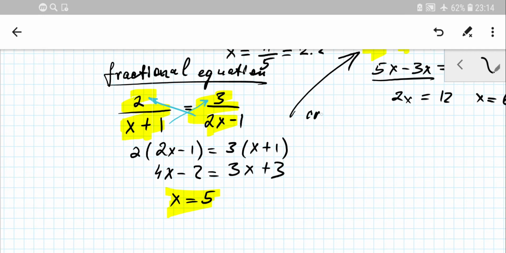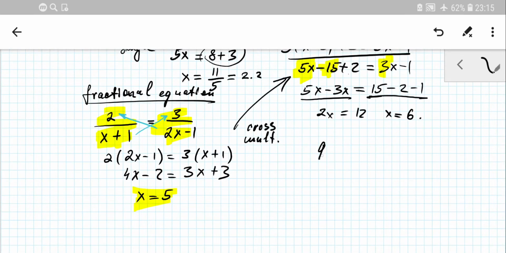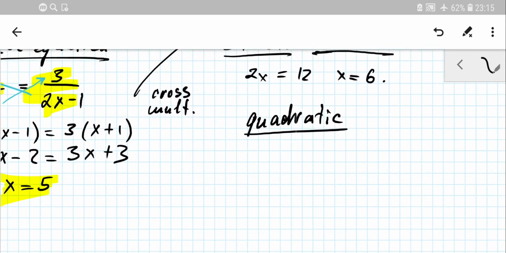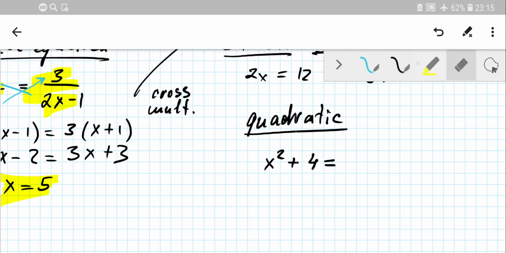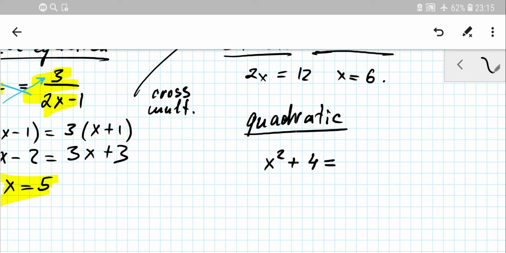So cross multiplying, right? Those are the tips, and that works pretty fast. And also you might have quadratic. So many students struggle with quadratic ones, but if you know the way, it's really simple. For example, let's take that. So you have, let's say, x squared plus 4. Let's take it equal to 9. Okay, so you have a standard quadratic equation.